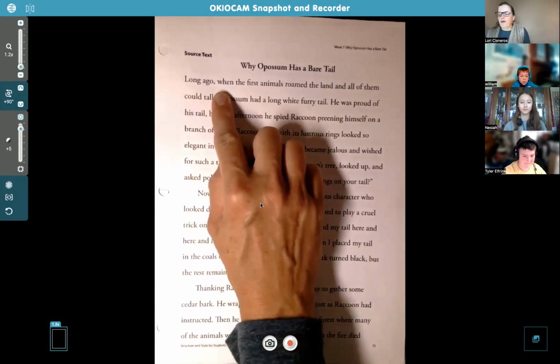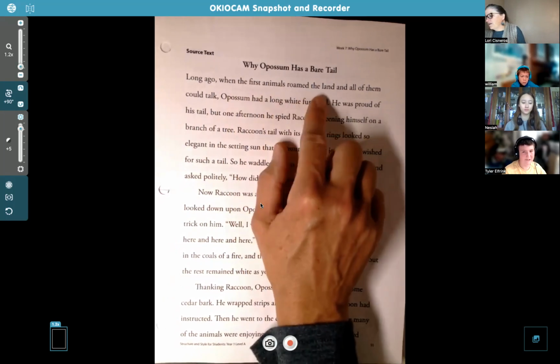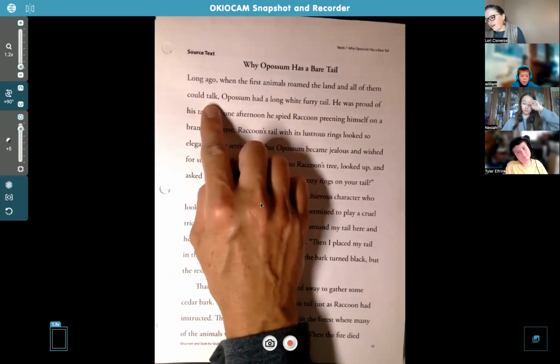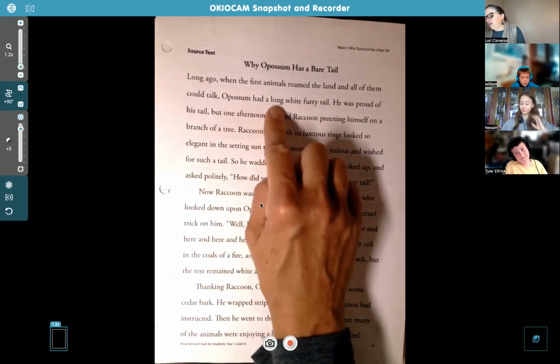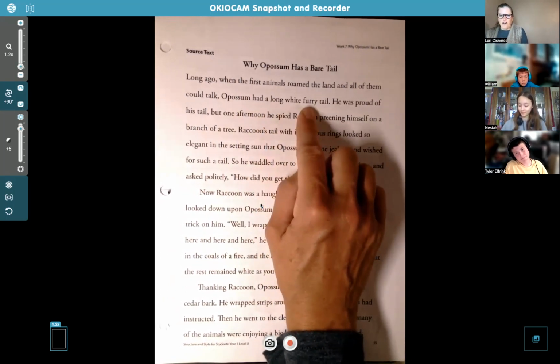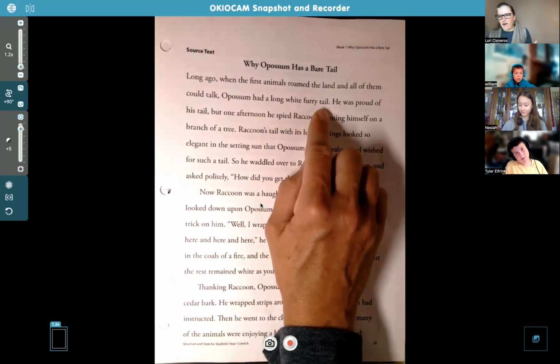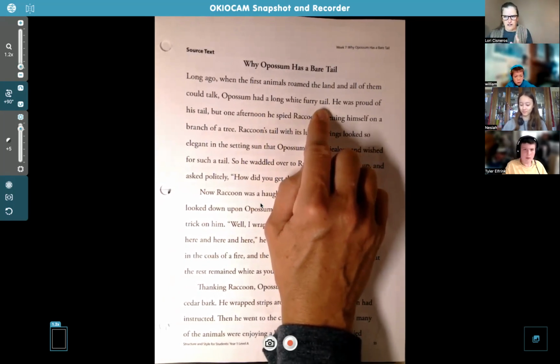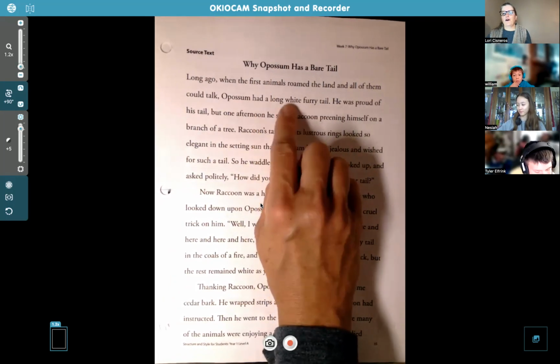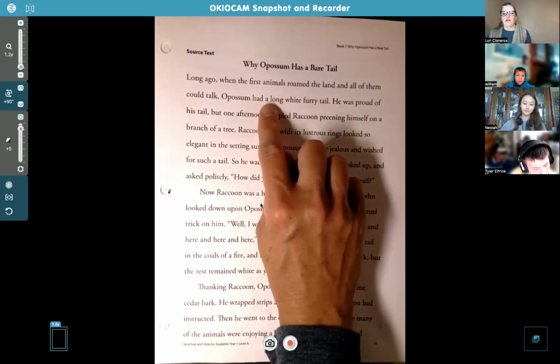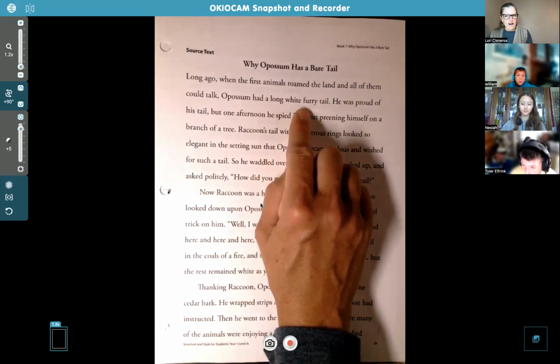So long ago, when the first animals roamed the land and all of them could talk, opossum had a long, white, furry tail. So right away, that very first sentence, we know this is fiction. This is not real. The animals are talking. I know animals make sounds and they communicate with each other, but talking implies they speak English or words. And then, of course, we know that the opossum has never had a long white furry tail. So right out of the very beginning of the story, we know it's made up.